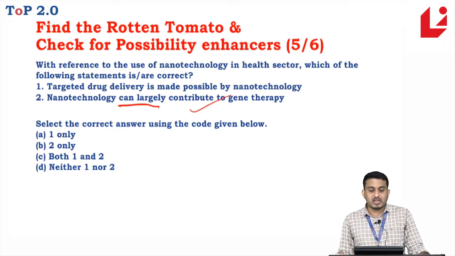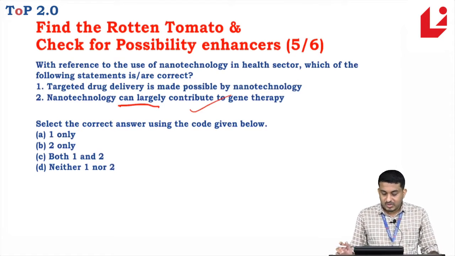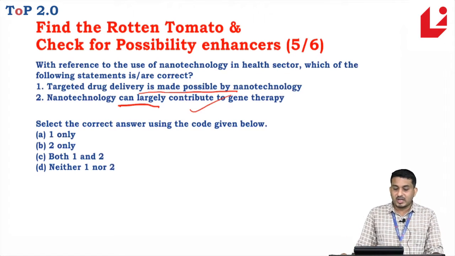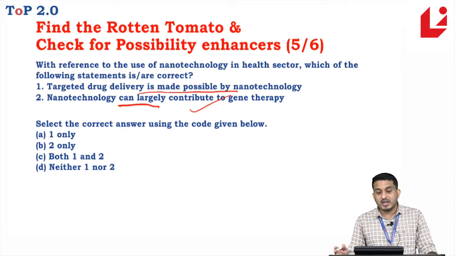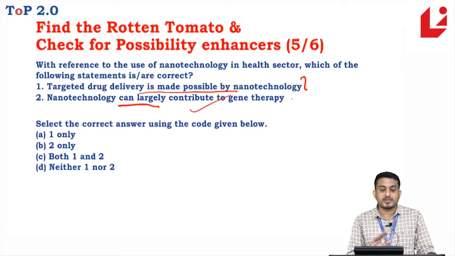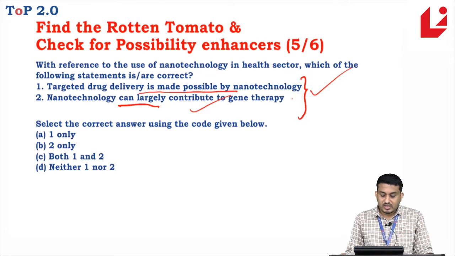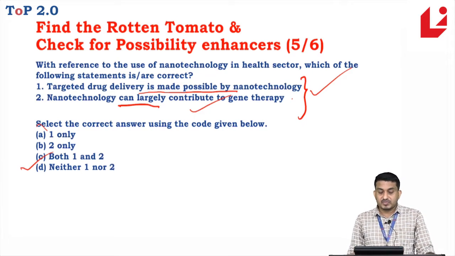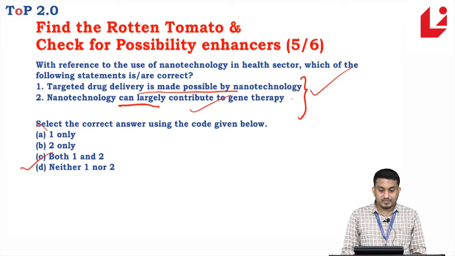Now if you go through these statements, first statement and second statement, both these statements indicate a possibility, right? So that means it actually indicates targeted drug delivery is made possible by nanotechnology. Nanotechnology can largely contribute to gene therapy. So there is a futuristic possibility. Getting it? So technological futuristic possibility cannot be ignored. So both these statements are correct. So what is the answer? Answer is C, both 1 and 2. Alright.